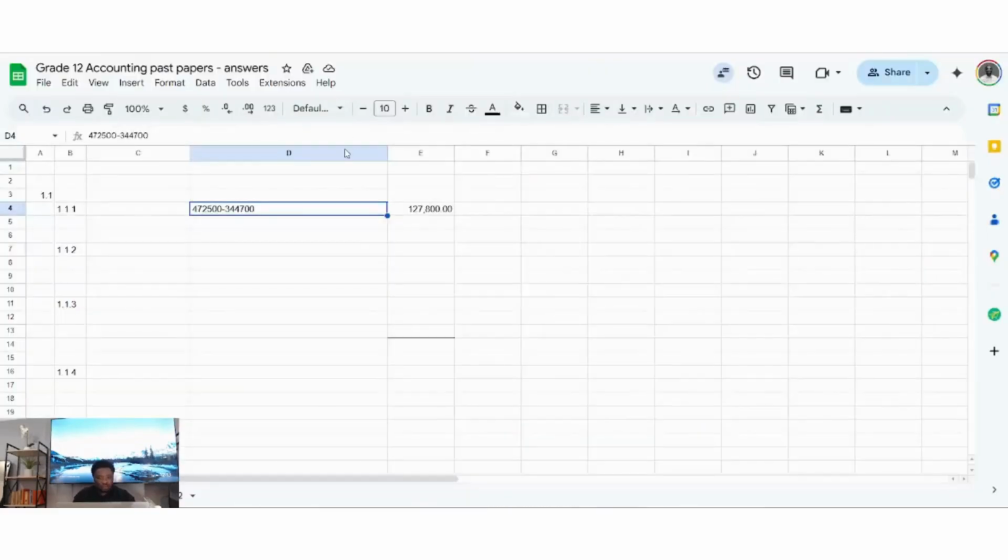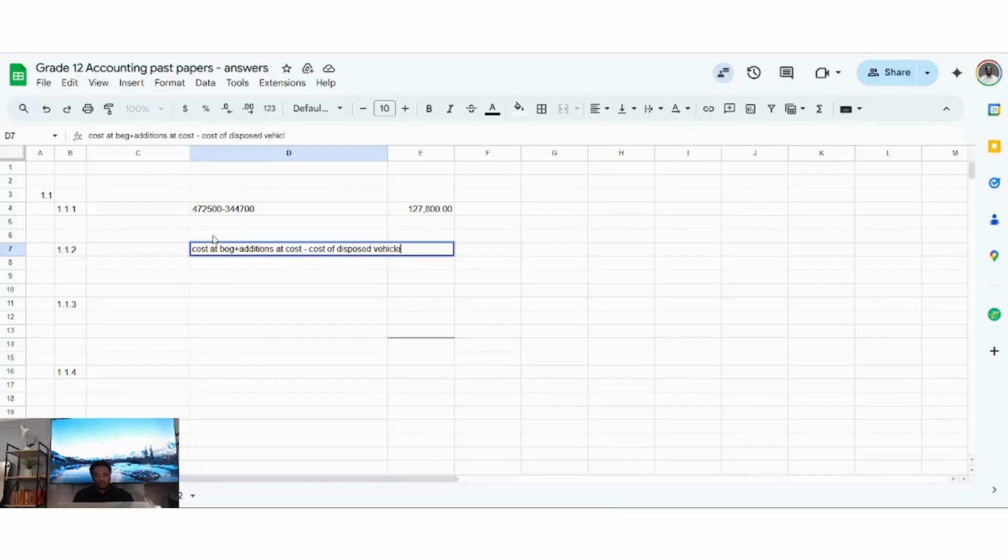So vehicles at cost, the way in which you calculate vehicles at cost, we would take the cost at the beginning of the year, right? And then we would add additions at cost, and then we would subtract the cost of the disposed vehicle. Key thing here, because when you dispose a vehicle, usually there's so many amounts flying around, so you need to know exactly which amount you're looking for. So we're looking for these three things: cost at beginning, additions at cost, and the cost of the disposed vehicle, which we're going to subtract.